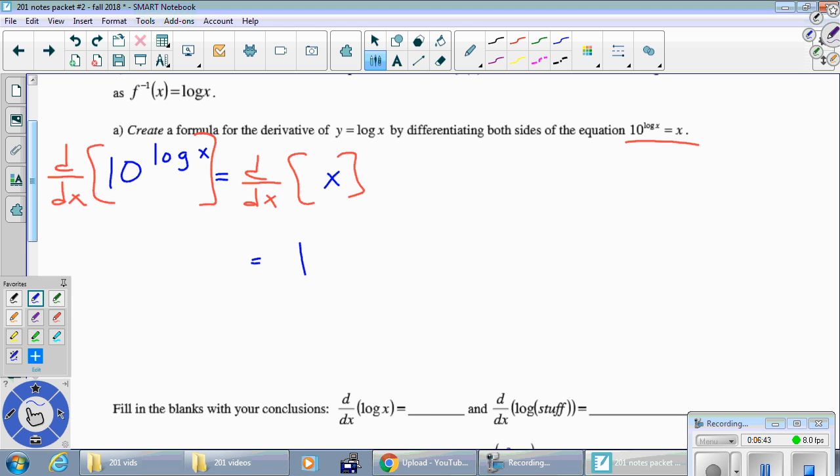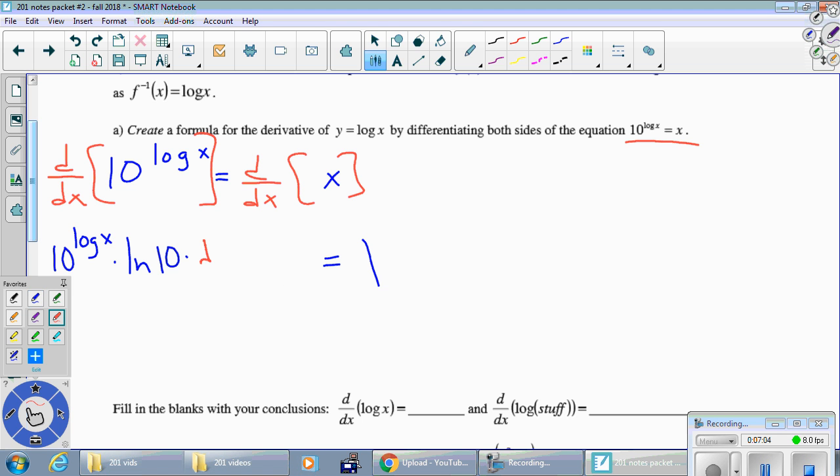The right-hand side is easy. That's 1. Left-hand side, 10 to the stuff. That's like a to the stuff. So 10 to the stuff becomes 10 to the stuff times the log of 10, times the ln of 10, times the derivative of the stuff. Give myself more room here.